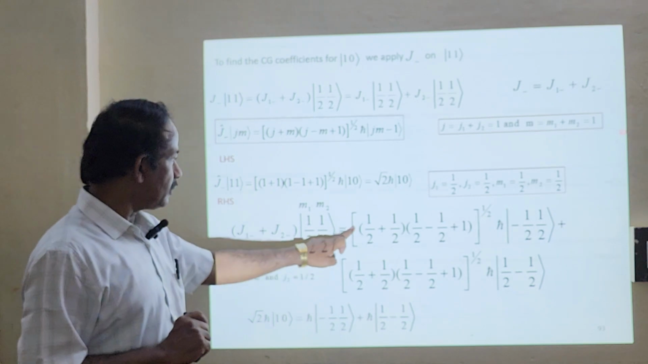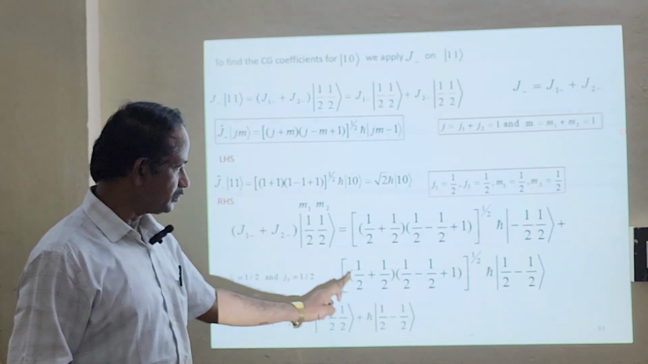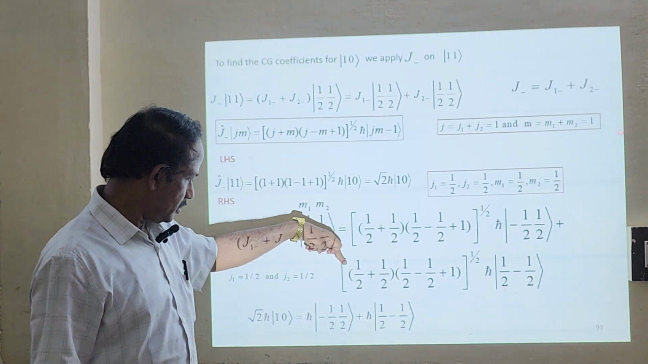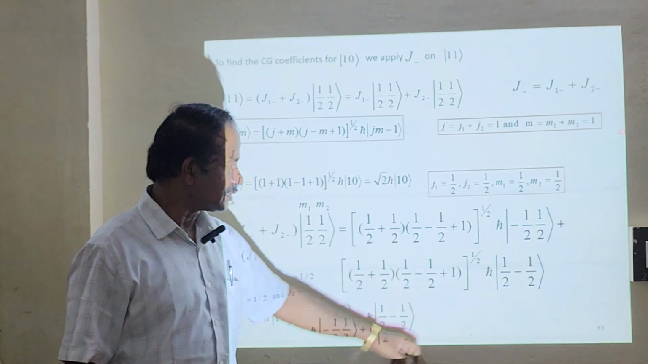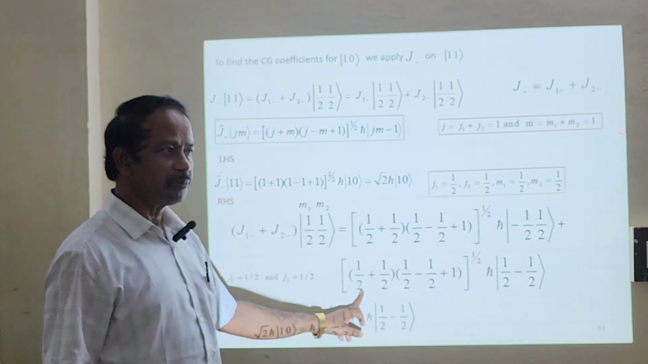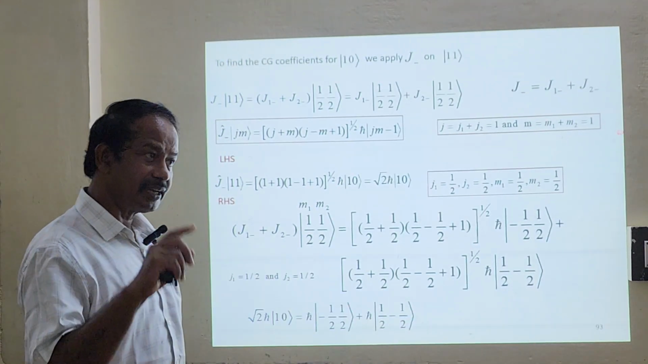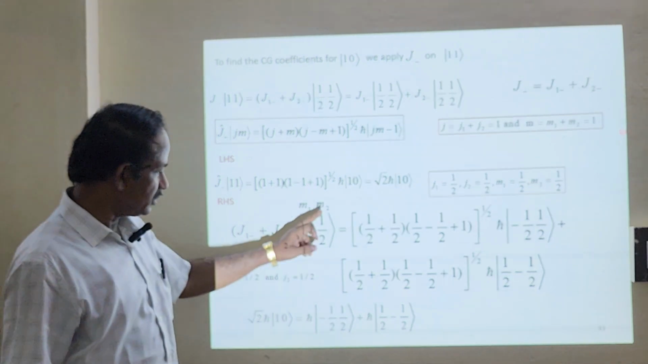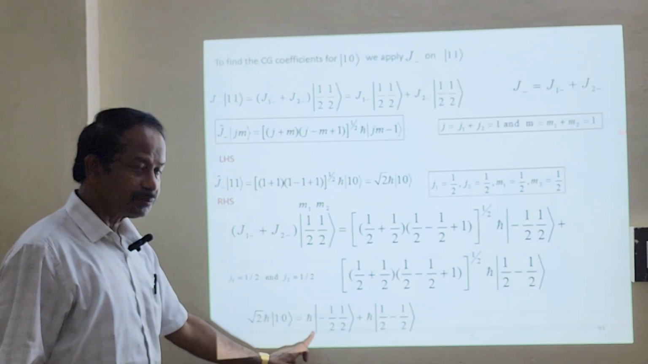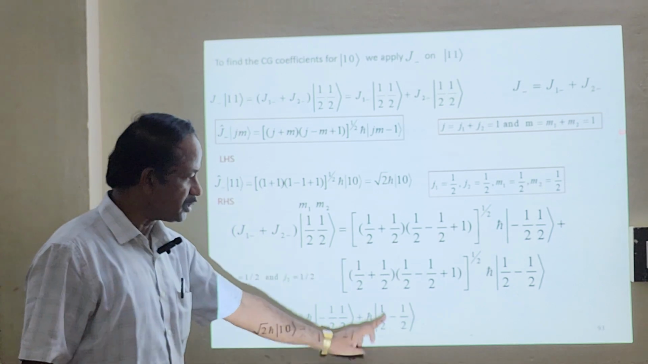Okay, and what is the second term? In this second term, again this one will get cancelled. You will have 1/2 plus 1/2, and the answer will be 1. So the answer will be again root 1, which is nothing but your H bar. H bar for the right hand side for the first term, H bar for the right hand side for the second one.